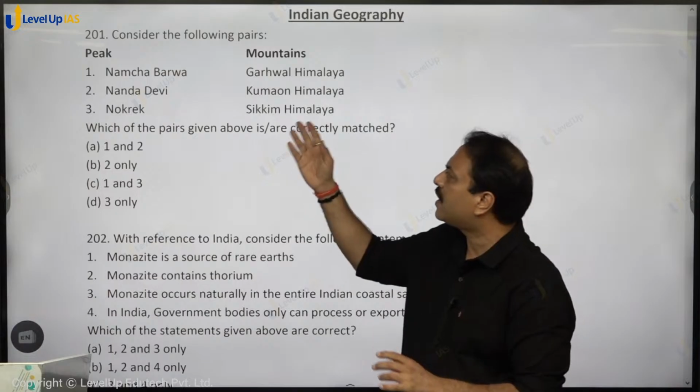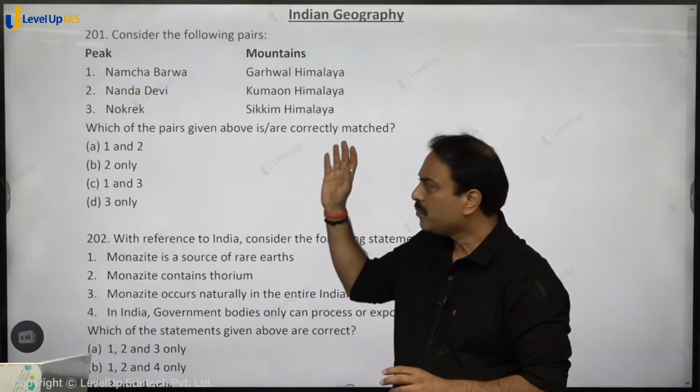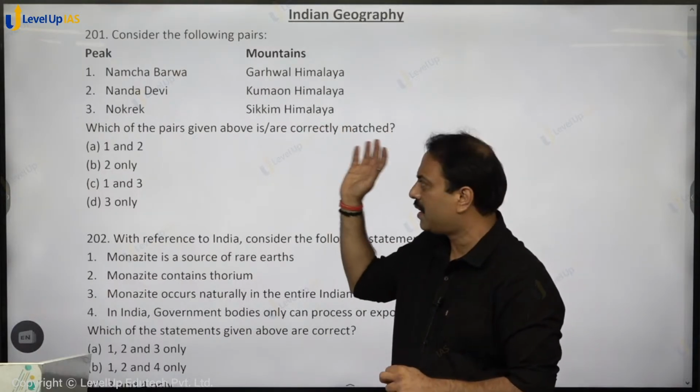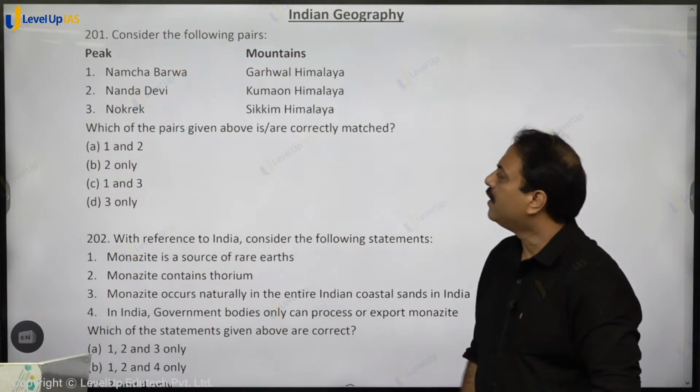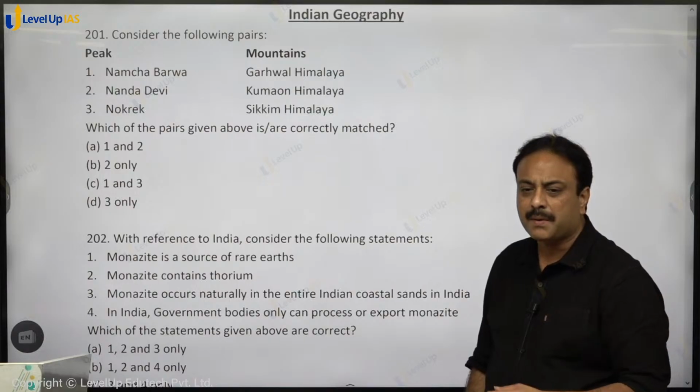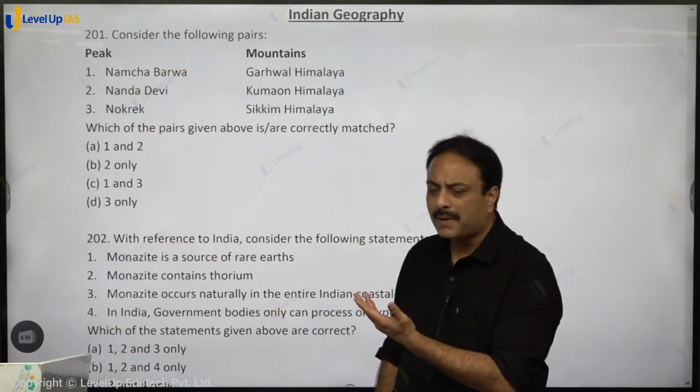So Namcha Barwa, Garhwal Himalaya is a mismatch over here. Namcha Barwa is present in Assam Himalaya. Nanda Devi, Kumaon Himalaya is correct. It is the highest peak of Kumaon Himalaya. Nokrek is not related to Sikkim Himalaya. Nokrek is basically not part of the Himalayas itself.